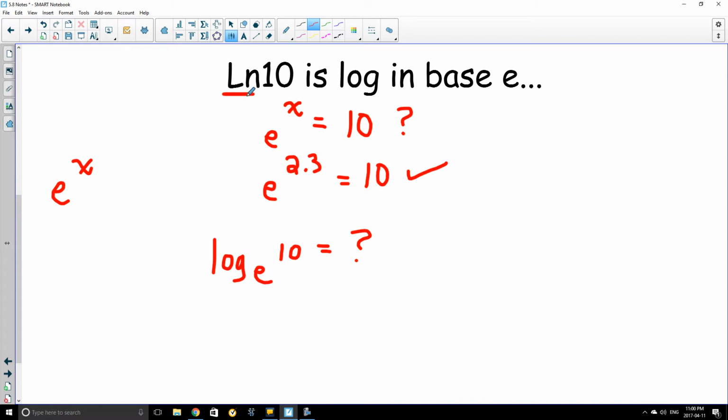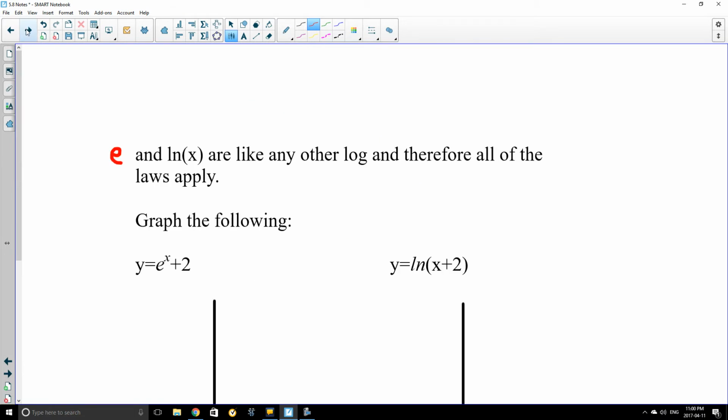So really this is actually nothing new. e and ln x are just like any other log, so all the same laws that we learned for logs apply to ln. That means your product law, your quotient law, your power law, all those things are identical for the natural logarithm. The only difference is that the natural logarithm has base e, whereas other logs have whatever base it says.